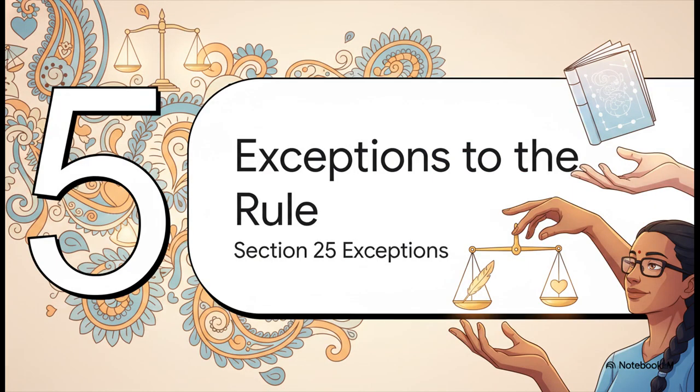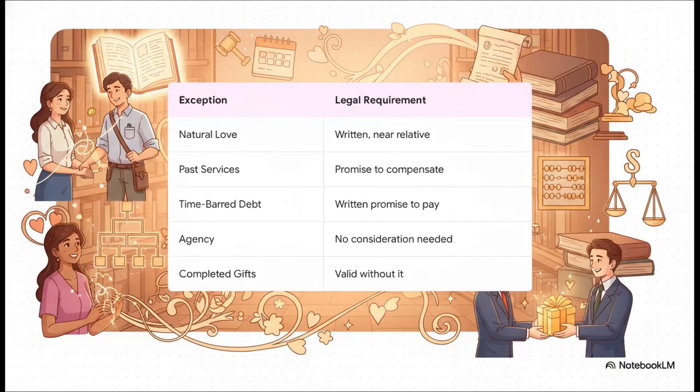Section 5. Exceptions to the rule, or basically, when no consideration, no contract doesn't actually apply. Let's quickly walk through these carve-outs where gratuitous promises are actually fully enforceable. First up, agreements made out of natural love and affection. These are valid, but they have to be in writing, registered, and between near relatives, a principle discussed heavily in Rajluki Dabi v. Bhutnath Mukherjee.